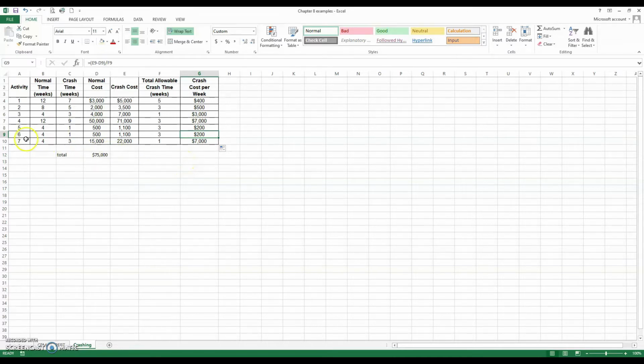But if activity 6 is not on a critical path, shortening activity 6 is not going to do anything for us. So what we need, first of all, is to draw out the project in terms of its schedule and network, and then determine the total time as well as the critical path.